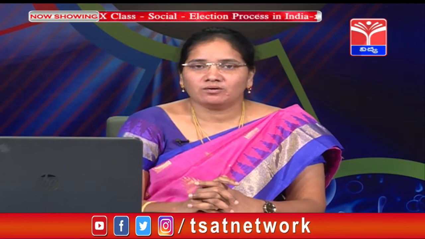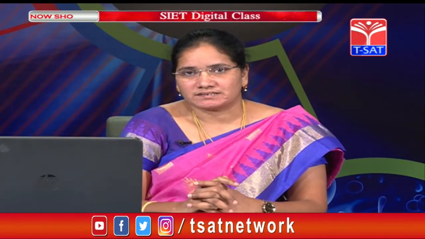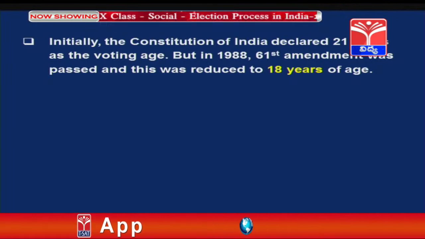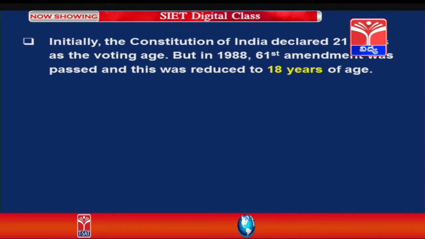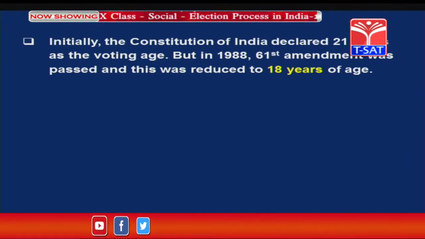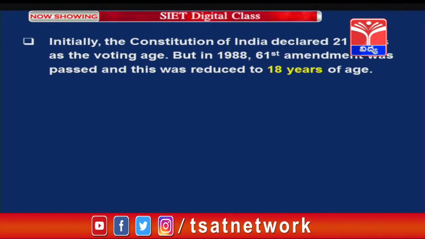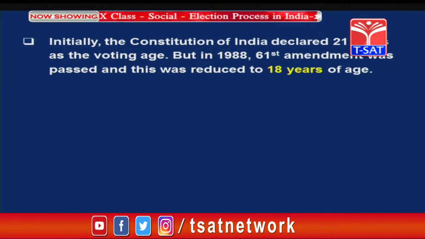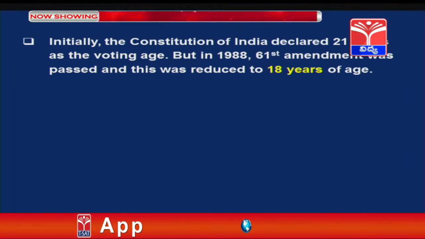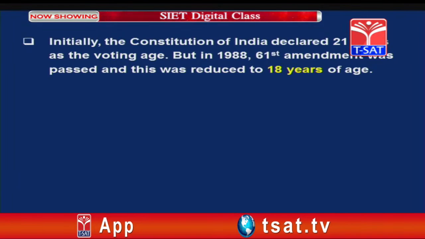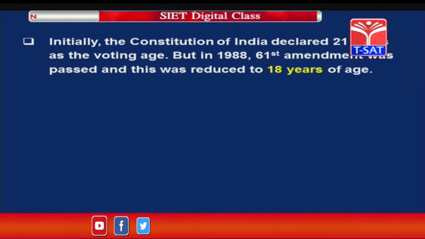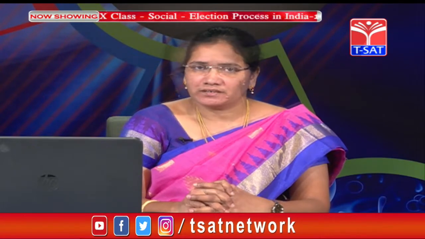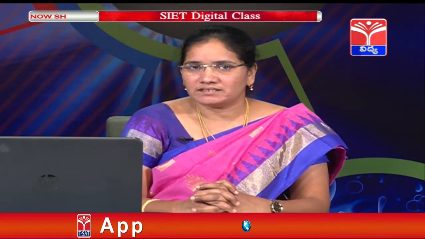Now, let us see who will vote in the elections. Initially, the Constitution of India declared 21 years as a voting age. But in 1988, 61st Amendment was passed. Children, what is the meaning of amendment? If anything is to be changed in the Constitution, that can be done through amendment. So, 61st Amendment was passed. This was reduced to 18 years of age. That means, the present eligible age for giving vote in the elections is 18 years now.